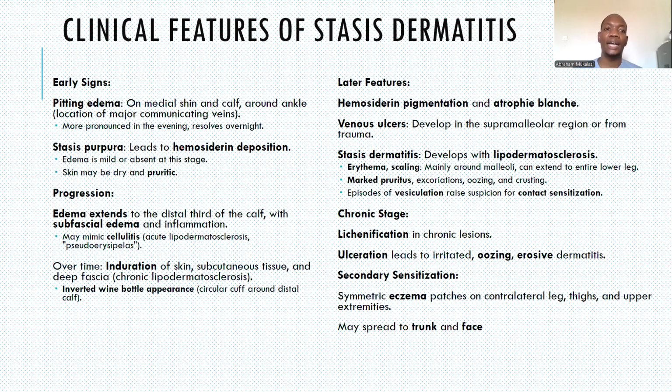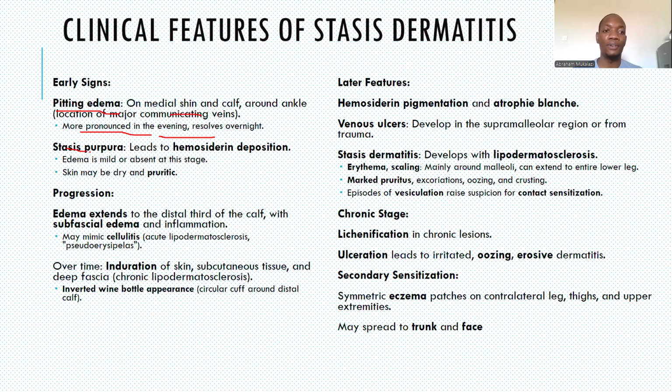Among the other signs, we see pitting edema, oftentimes on the shin. This can be graded as grade 1, grade 2, or grade 3. It usually becomes more pronounced in the evening, and as someone elevates their legs, there is usually resolution by morning. So you wake up with legs which are very light, and in the evening, the legs are very, very heavy. Then the second sign is usually the stasis purpura with extravasation of blood.